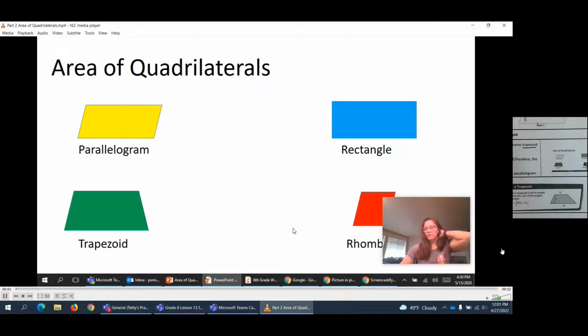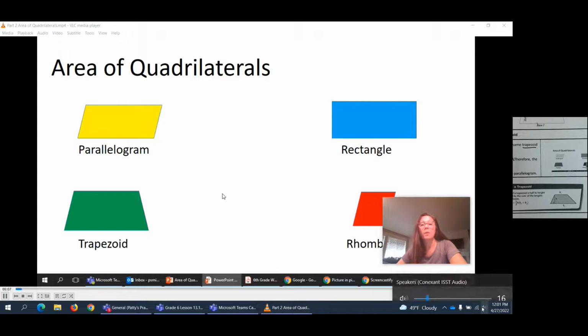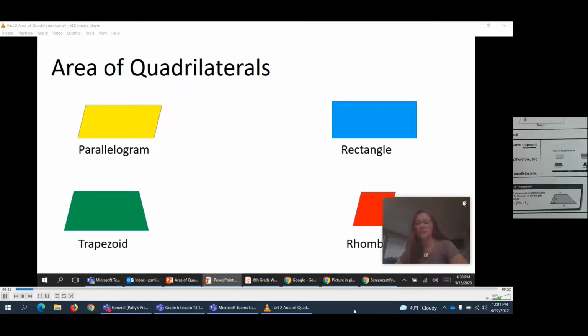Hey guys, it's Miss Smith. We are back. This is part 2 of area of quadrilaterals, okay? When we left off from part 1, we had just finished parallelograms and we had done the area of a parallelogram equals the base times the height. We are going to move on now to the other quadrilaterals, and so let's get started.